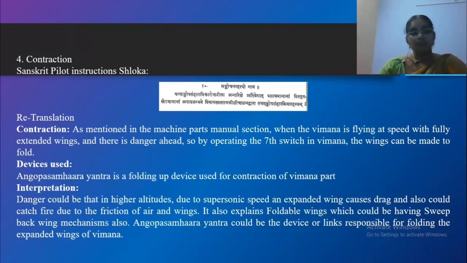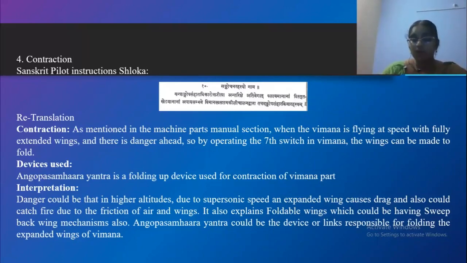So the interpretation: the danger could be that at higher altitudes, due to supersonic speed, the expanded wing causes drag, and if there are any obstacles, it could also catch fire due to friction of air and wings. So it also explains foldable wings, which could have sweep-back wing mechanisms. I have done research on the Vimanashastra diagrams and the shloka descriptions, and there are many such advanced features of the Vimanas.